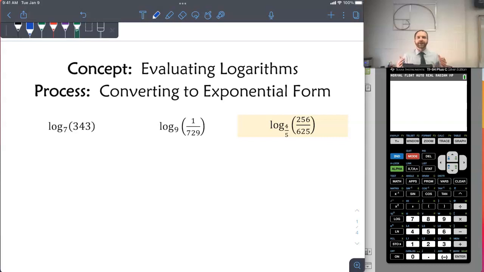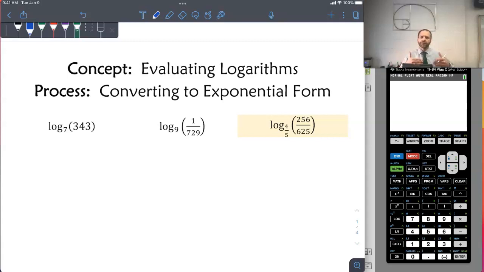Mr. Ainsberg here with help for the non-calculator portion of the Chapter 5 test, which really deals with logarithms. This is where a lot of our stuff with logs comes into play, and even exponents. And the first concept that's going to be on the non-calculator test is evaluating a logarithm. So just think, what does it mean to evaluate a log?